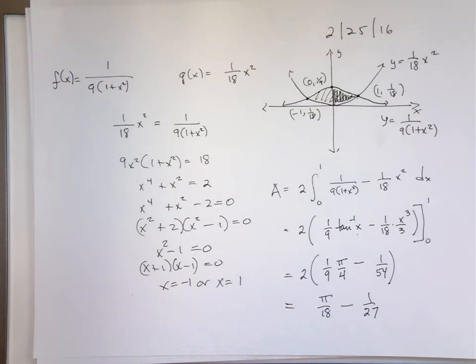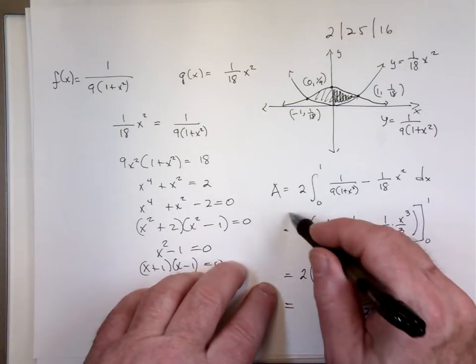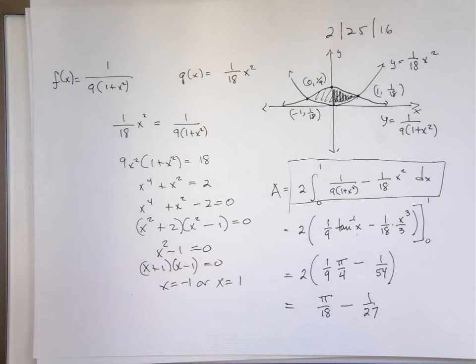Any other questions on homework? There's a part C. It says use the integration capabilities of the graphing utility to verify your results. Put it in Mathematica, and you should get the same answer. Give it a shot. Do this just like this. Put that in Mathematica, and you should get pi over 18 minus 1 over 27.